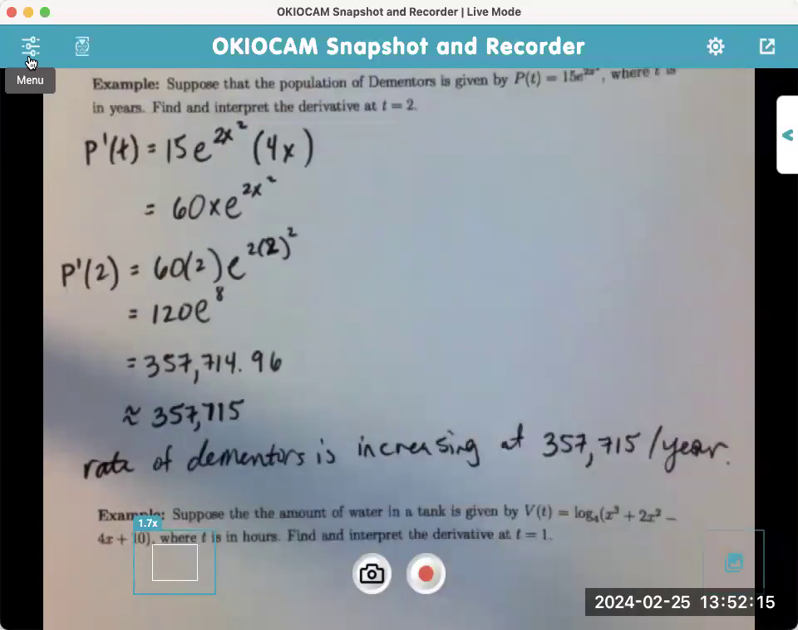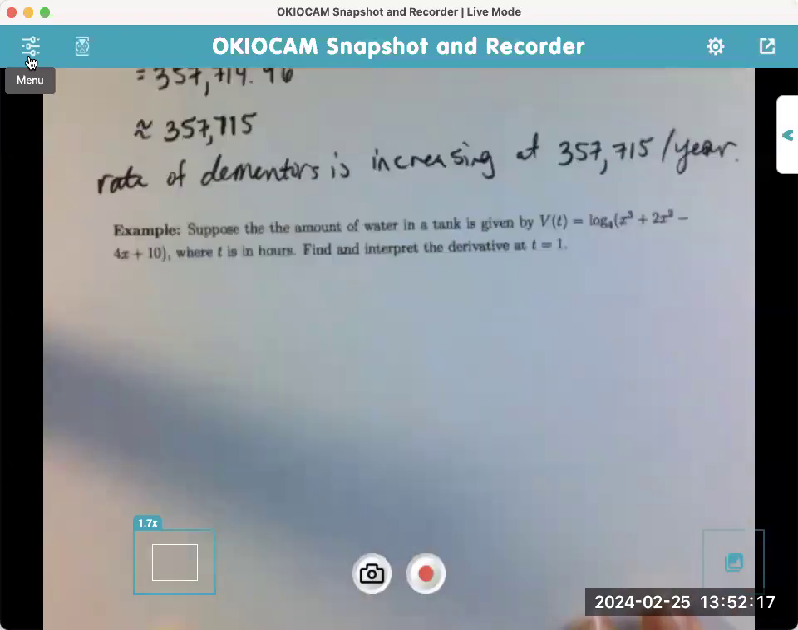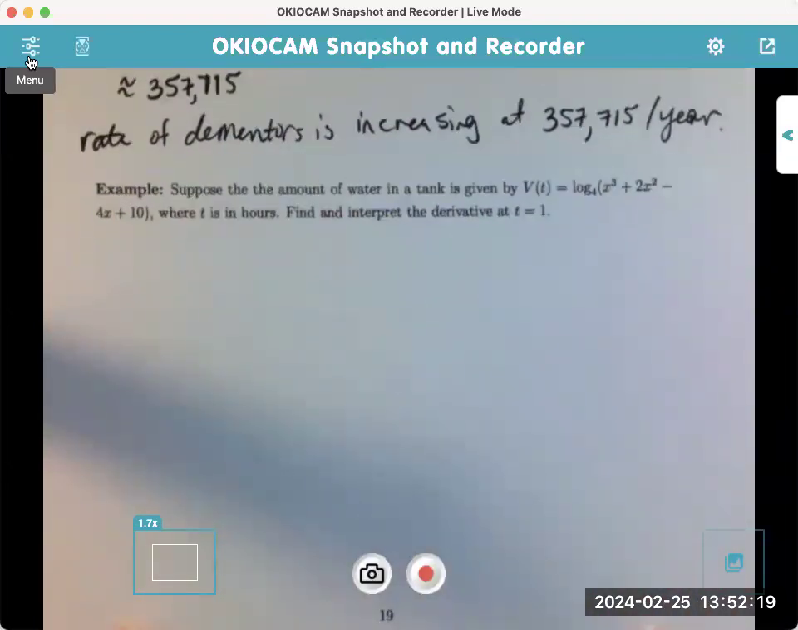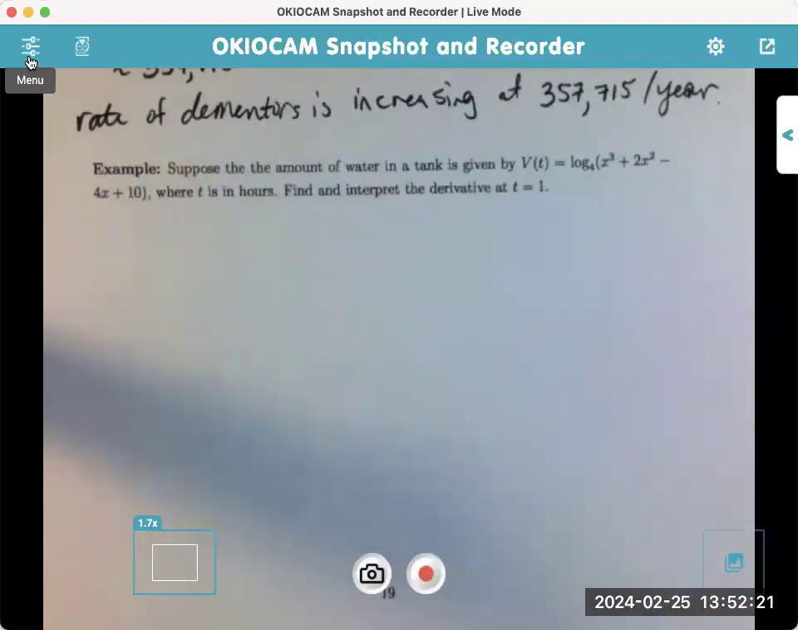Okay, last one. Suppose the amount of water in a tank is given by V of t equaling log base 4 of x cubed plus 2x squared minus 4x plus 10, where t is time in hours. Find and interpret the derivative at t equaling 1. So once we find it, it's going to be at 1 hour in, we are either increasing or decreasing by this amount.